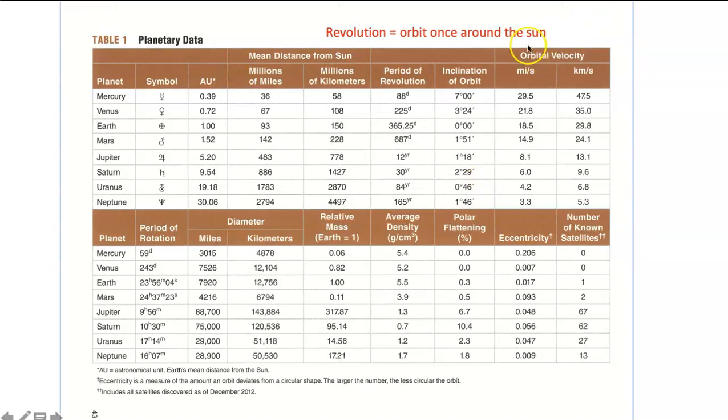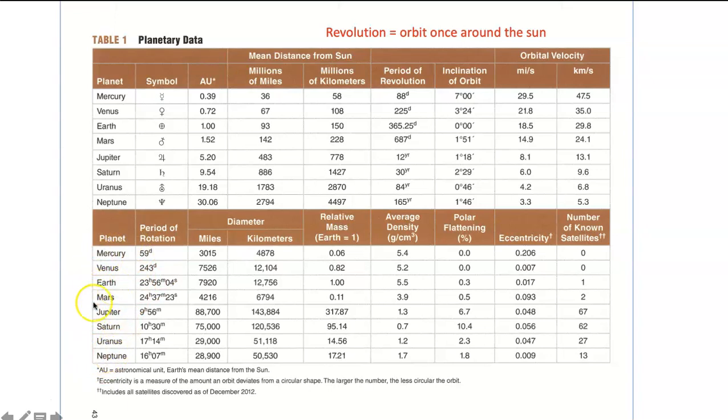Then we have orbital velocity. Velocity is speed. How fast are these planets moving around the sun? And we have miles per second or kilometers per second. You can choose your favorite units. If you look at these numbers carefully, you'll see that the farther a planet is from the sun, the slower it travels. Interesting fact. All right, now we'll go to the second part of the table.